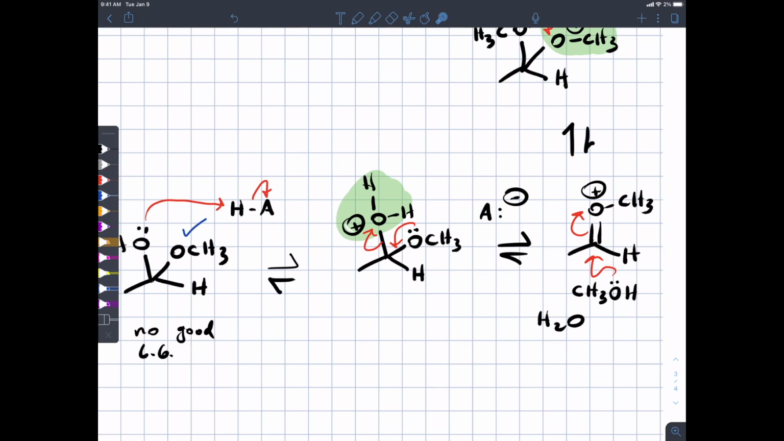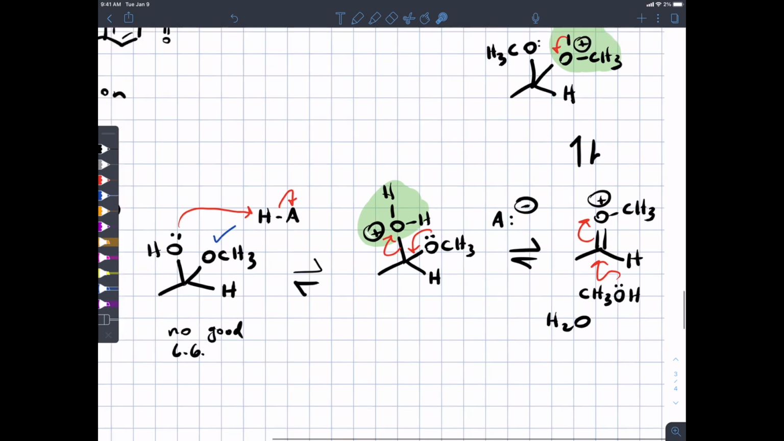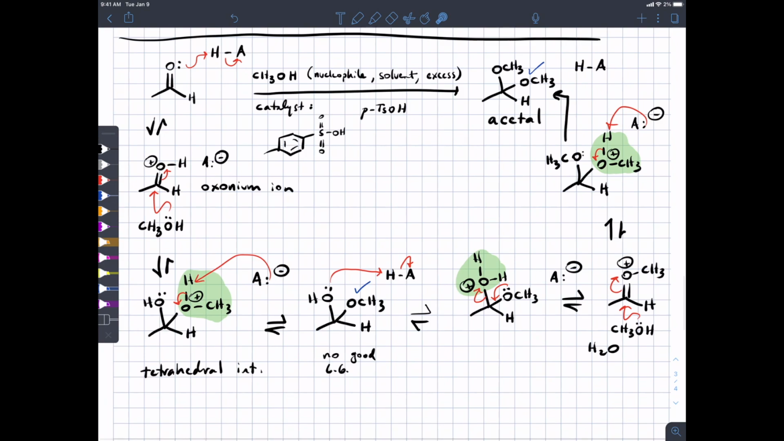Okay, what else? Yeah? Going back to the beginning of the mechanism, why, in this case, do we need to protonate the oxygen first so that we can do the reaction? Right, you have to protonate the oxygen first because methanol, neutral methanol, is not a strong enough nucleophile to attack directly. If it did, the intermediate would have a negative charge on an oxygen, and getting a negatively charged intermediate from a neutral nucleophile is kind of hard.